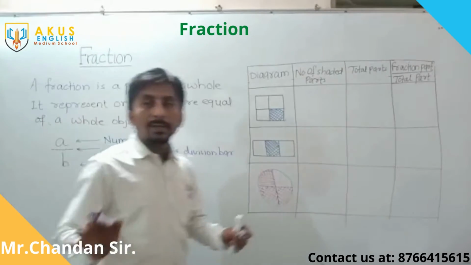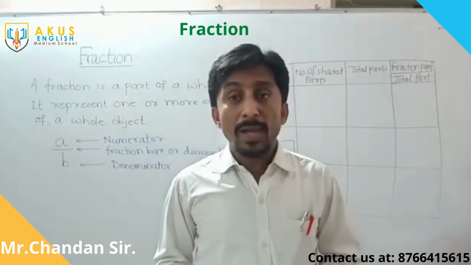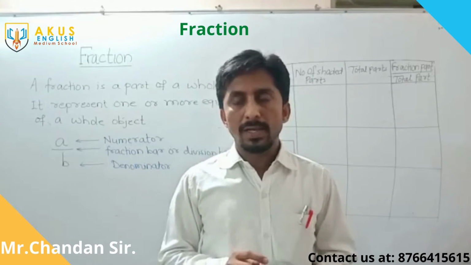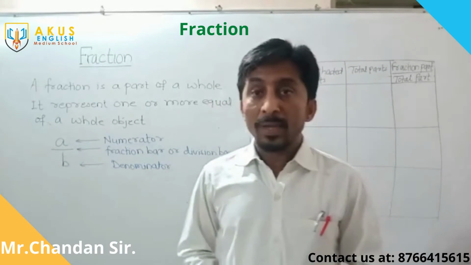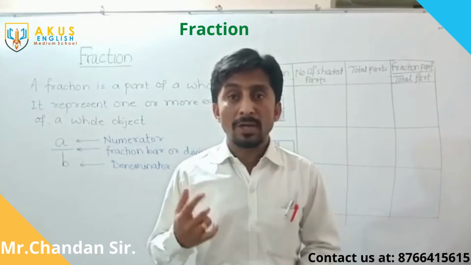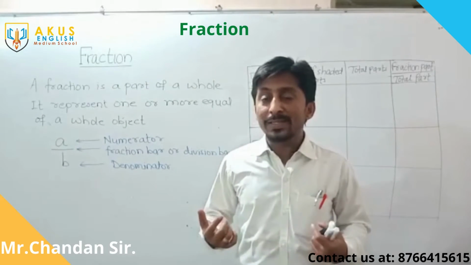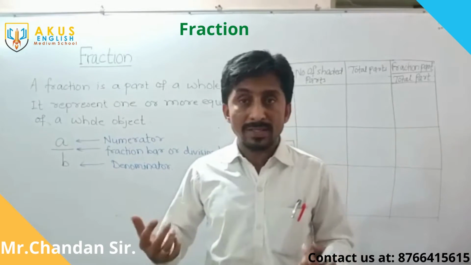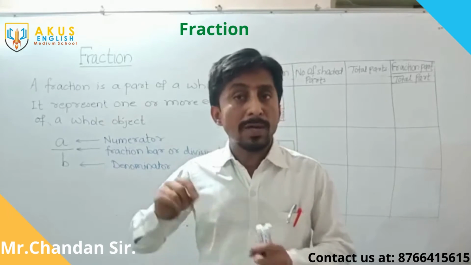So this is a fraction. Now I will give you a simple example. Suppose I bring a chocolate home for my kids. I have two kids, one daughter and one son. When they see the chocolate, they will demand, give us the chocolate. I have only one chocolate, and I cannot give it to my daughter only.